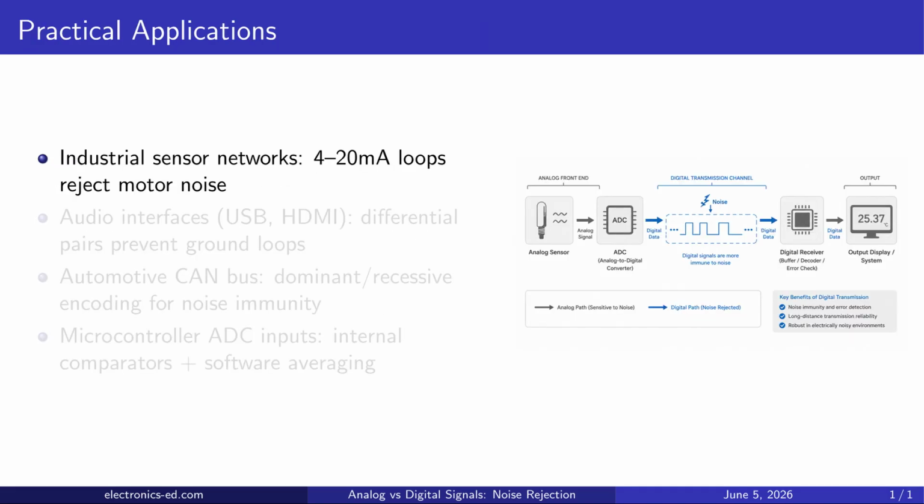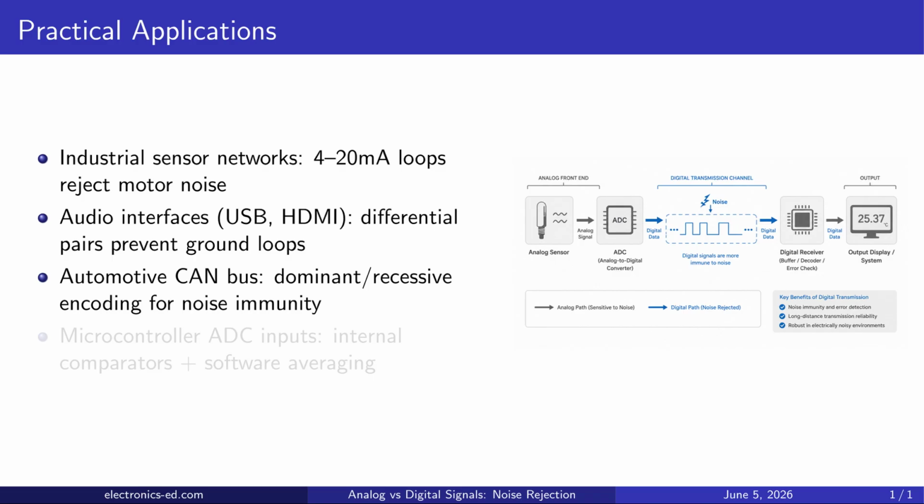In industrial sensor networks, 4 to 20 milliamp loops help reject noise from motors. Audio interfaces like USB and HDMI use differential pairs to prevent ground loop noise. The automotive CAN bus uses dominant and recessive encoding to achieve high noise immunity. For microcontroller analog to digital converter inputs, we use internal comparators along with software averaging.